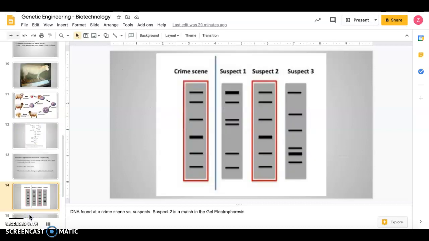Let's take a look at this sample electrophoresis gel. We have our crime scene DNA that was left at a crime scene, and we have 3 imaginary suspects, we'll call them. Now, when we put their DNA in the gel and try to match them to the DNA in the crime scene, look who matches. Remember, we said base pairs travel through the gel based on size. So we have a match. Suspect 2 appears to have been at the crime scene.